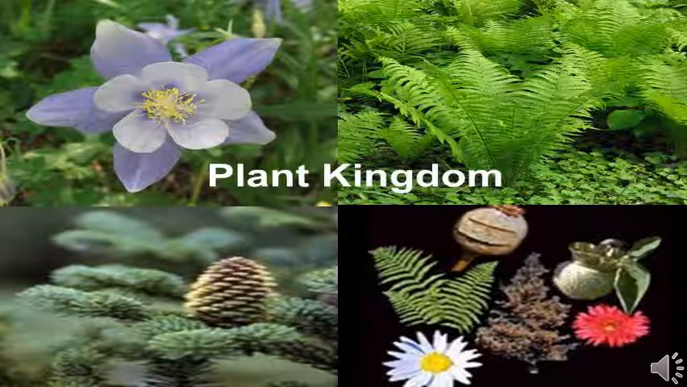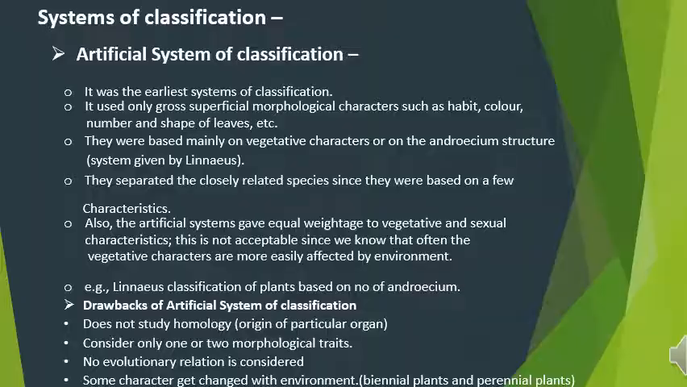Today we are going to start chapter number 3, Plant Kingdom. In the previous chapter, we have studied the broad classification of living organisms under the system proposed by R.H. Whittaker in 1969. He suggested a 5 kingdom classification: Kingdom Monera, Protista, Fungi, Animalia, and Plantae.